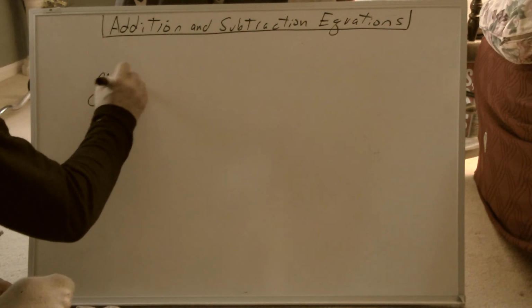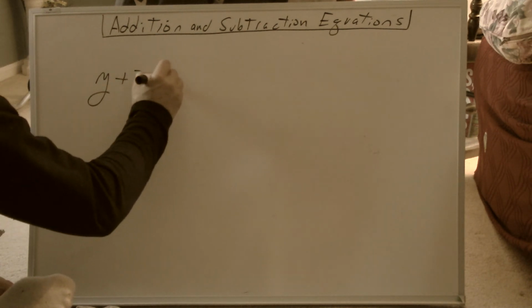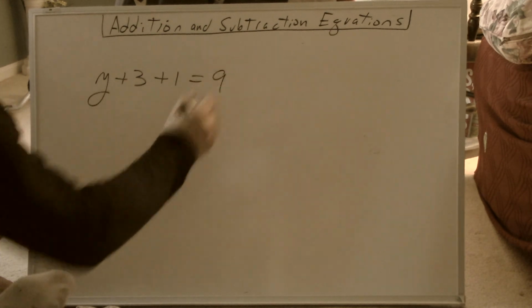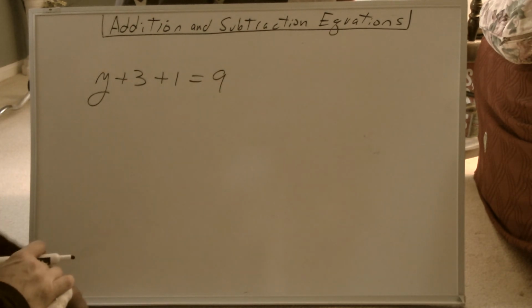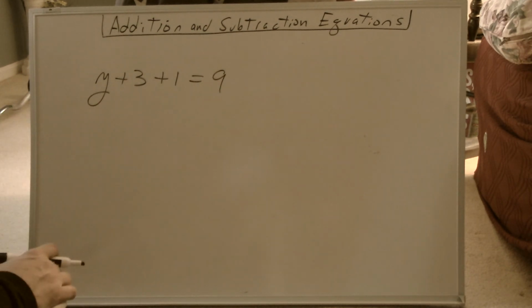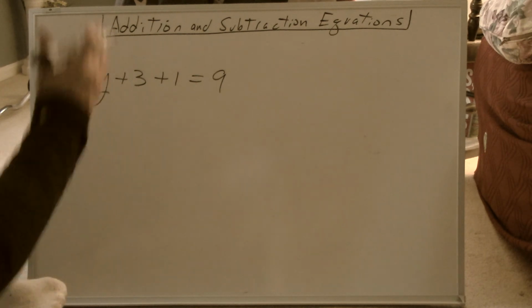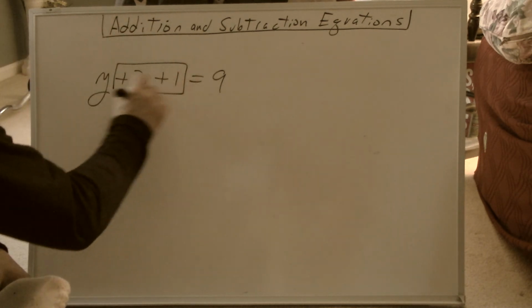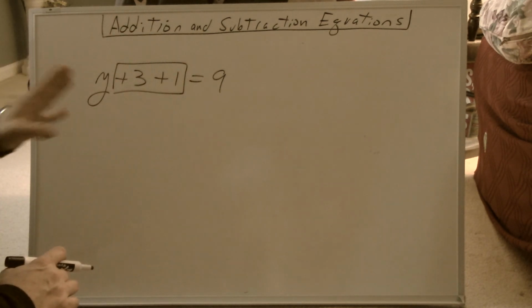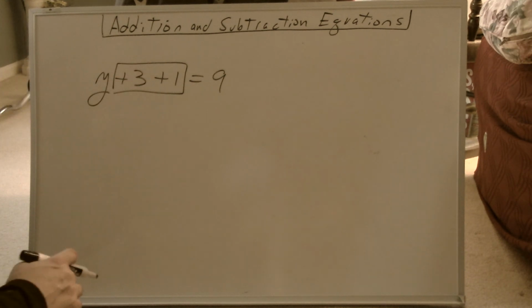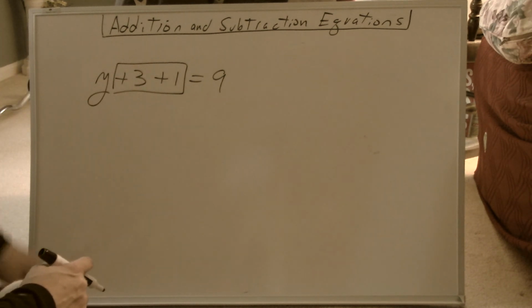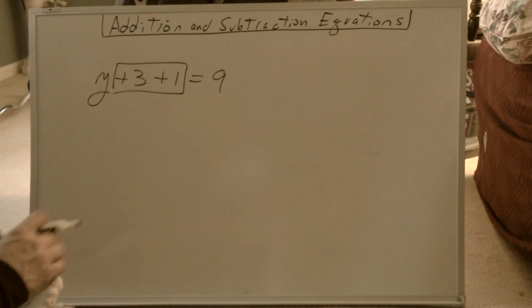This is simple, but there's an important point in here that I want to show you. Y plus 3 plus 1 equals 9. We're going to combine like terms. Now I want you to notice the 3 and the 1 are on the same side of the equal sign. See this? So you do not have to do the inverse operation to combine them. Only when they're on the same side of the equal sign. Don't forget that. Don't make that mistake.